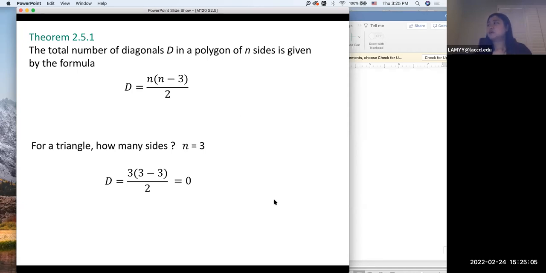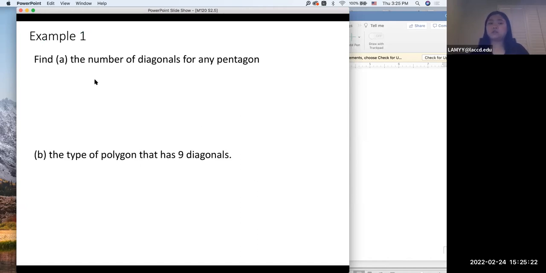Try example 1. Okay, write down the formula. So try example 1, A and B. Okay, do both of them, A and B. Find the number of diagonals and then find the type of polygon.